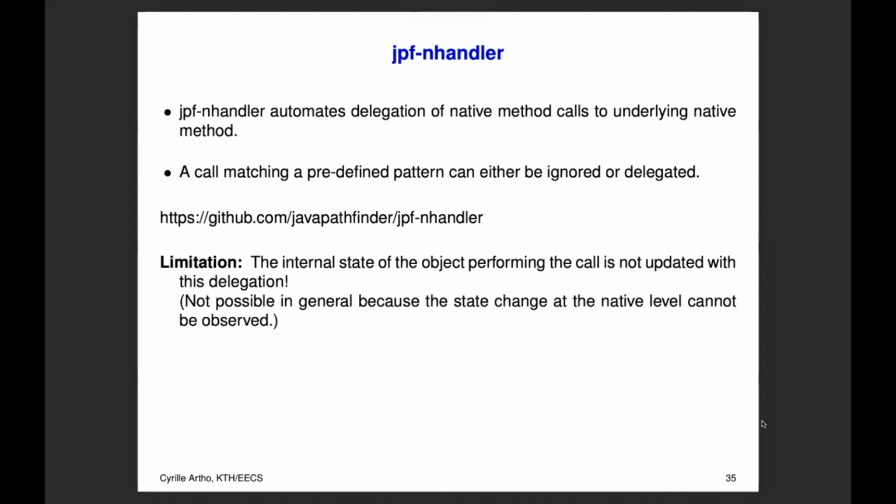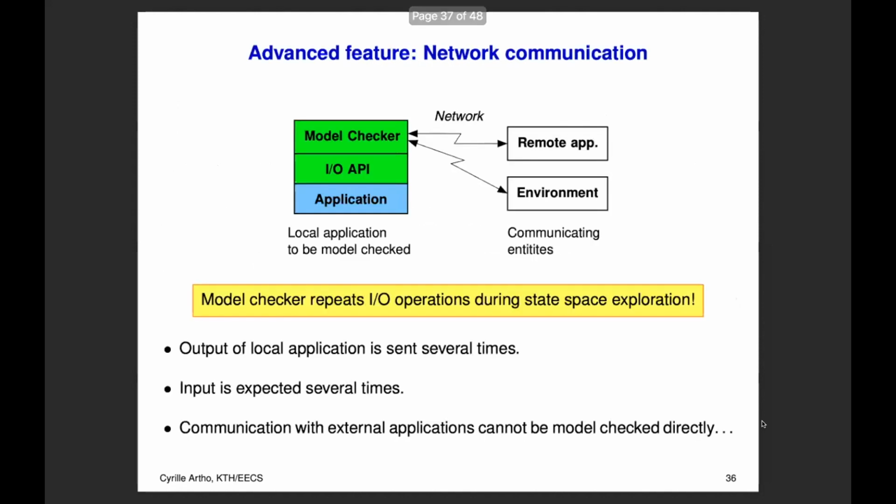So jpf-nhandler basically implements what I just explained. It's also available on GitHub in the same group as Java Pathfinder. It has its limitations, which you cannot work around, because there might be internal state changes inside the native code that you can still not observe. So you can only delegate the functionality, but there might be some things that are really important that happen in there, which you cannot really get by calling the method repeatedly without synchronizing the state. So it works for certain types of native methods, but not for all of them.